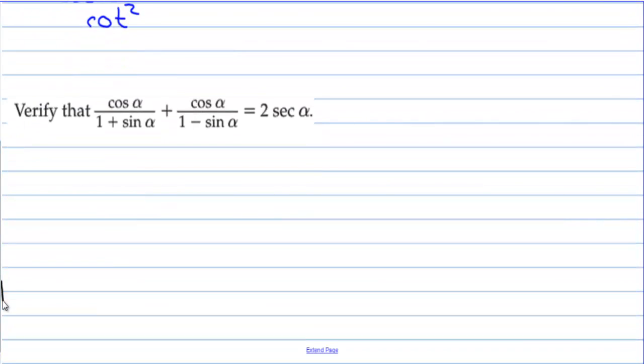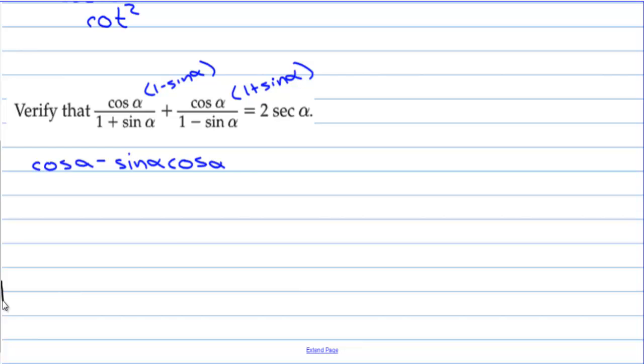Any ideas? They're already sines and cosines. What do you think? Common denominator. Let's do common denominator. Let's just see where that leads us. 1 minus sine of alpha on top and bottom. And this one is 1 plus sine of alpha on top and bottom. Let's distribute the cosine through. Cosine of alpha minus sine of alpha cosine of alpha, plus cosine plus sine cosine. And that's all over the common denominator.